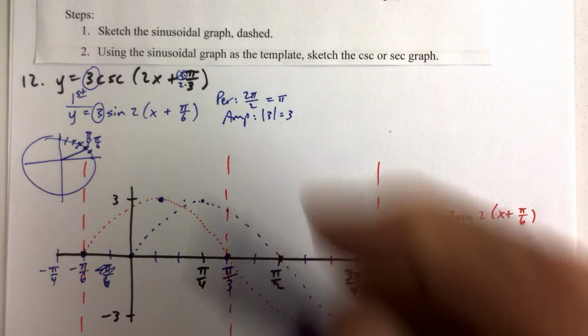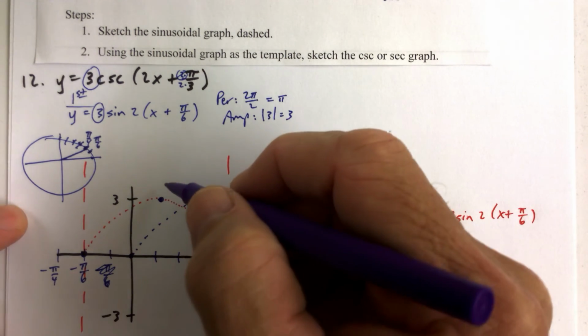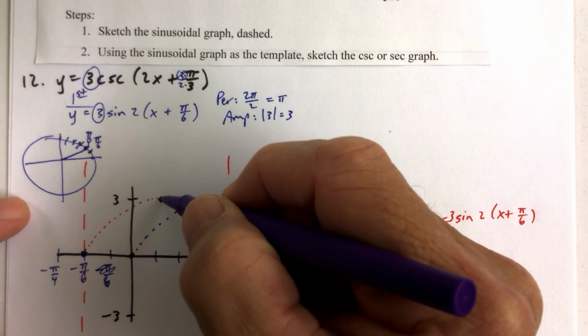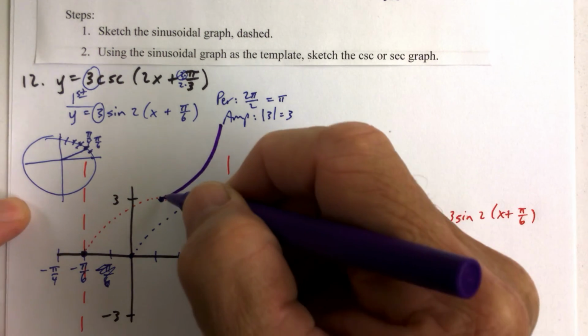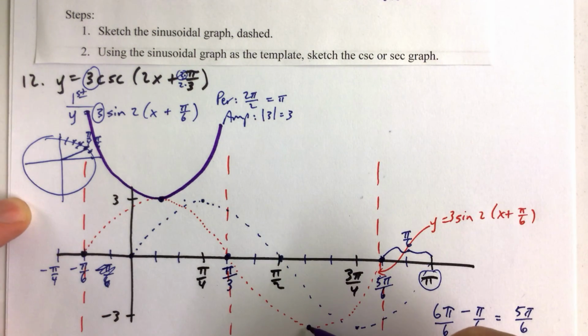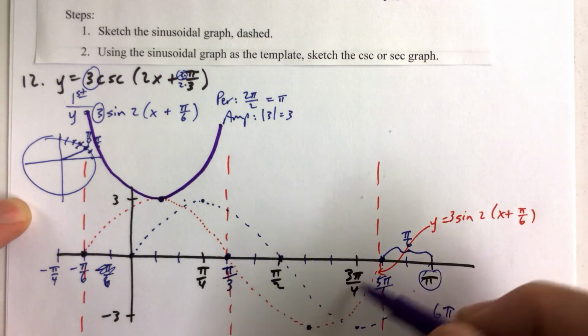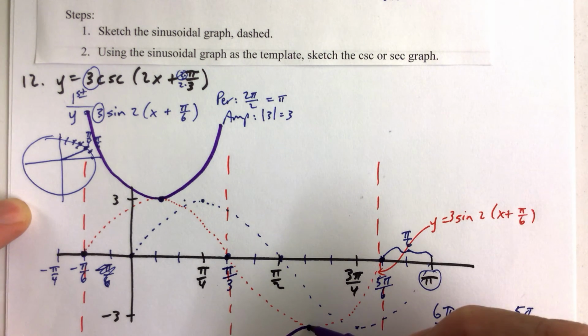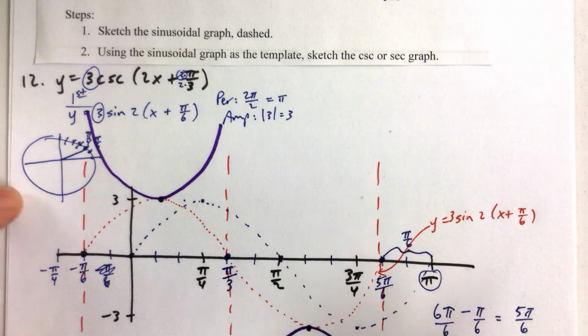And then, remember how the cosecant relates to the sine. The high point on the sine is the low point on the cosecant. And then from the low point, you approach both asymptotes. From the high point, the low point on the sine or the high point on the cosecant, you approach those vertical asymptotes, just like we did when we graphed the secant from the cosine graph.